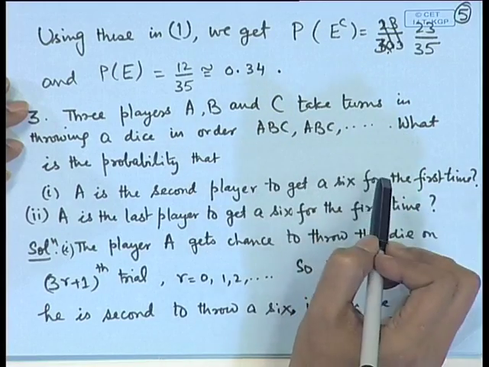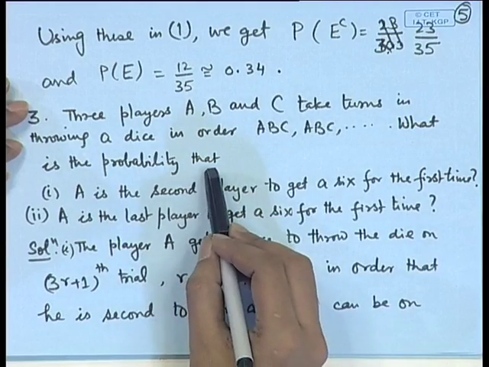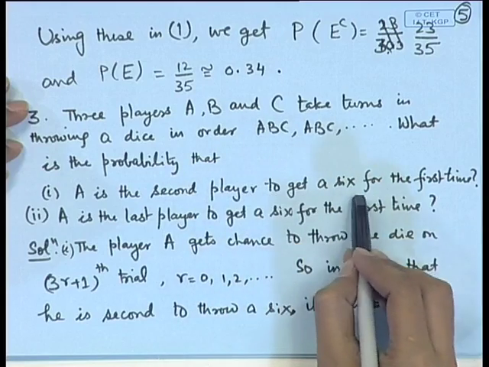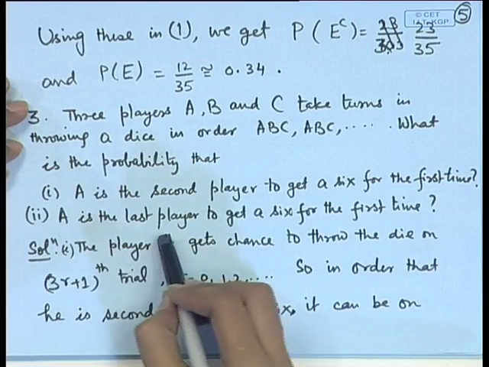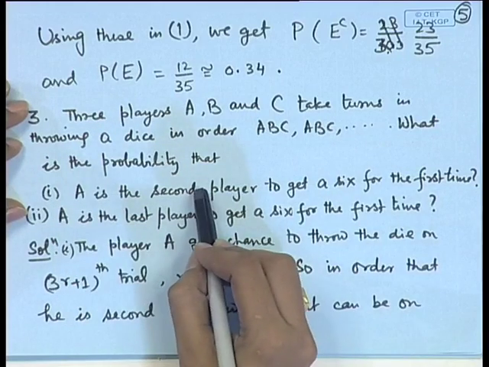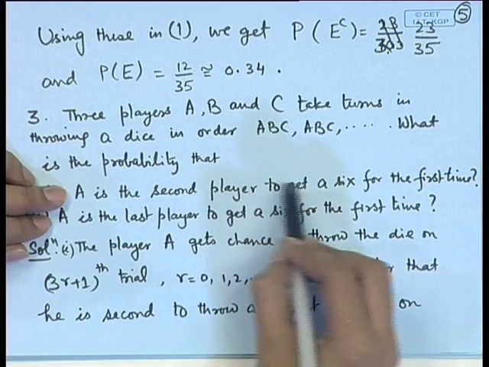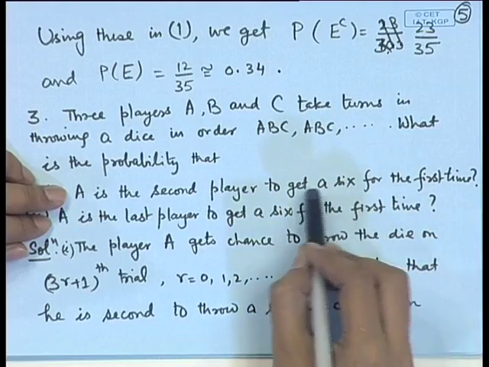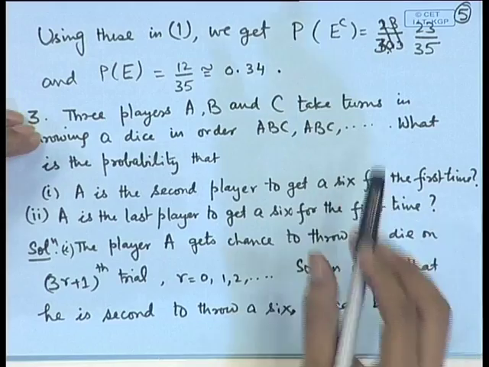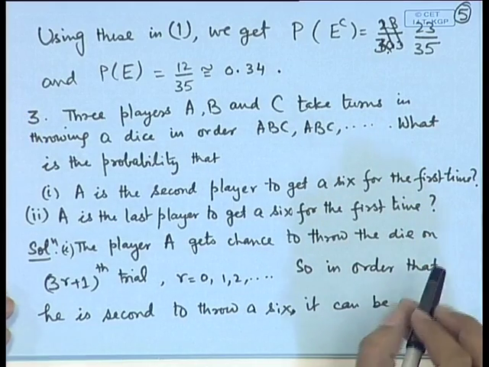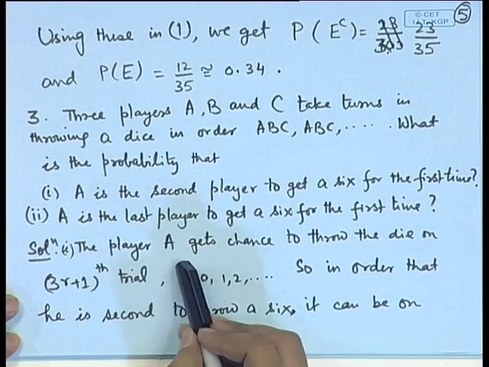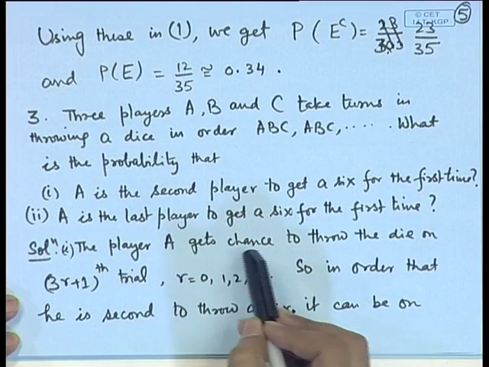In this particular random experiment, we are interested to find out the probability that A is the second player to get a 6 for the first time or A is the last player to get a 6 for the first time. What is the interpretation of the first event? A is the second player to get a 6 for the first time. That means, either of B or C get a 6 before A in this sequence of trials. So, we analyze this event. Consider the throws of A.